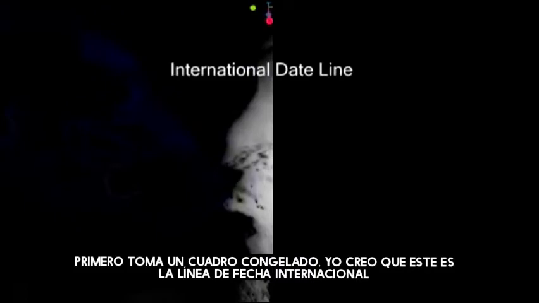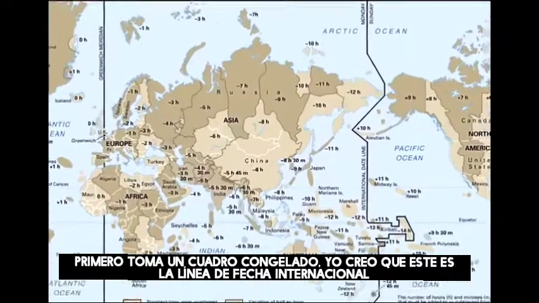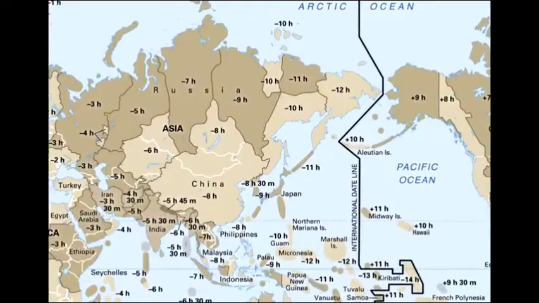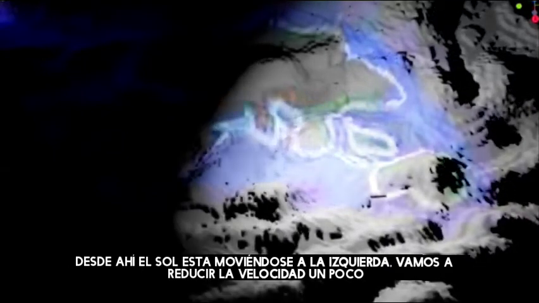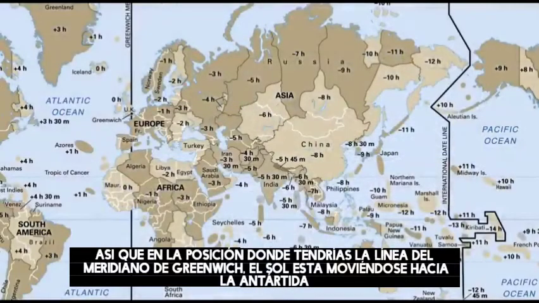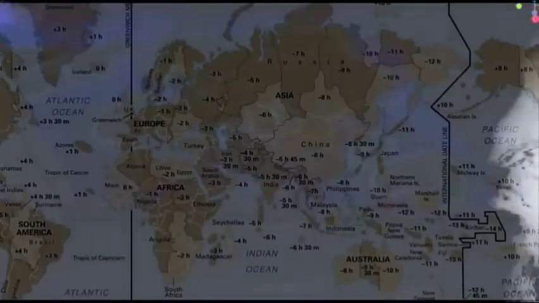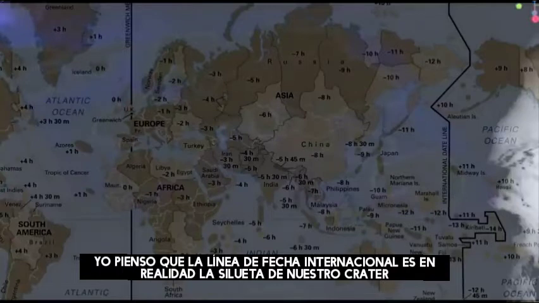First, take a freeze frame. I think this is the international date line. From there the sun is moving to the left. Let's slow it down a bit. So at the position where you would have the Greenwich meridian line, the sun is moving towards Antarctica. I think the international date line is actually the silhouette of our crater.